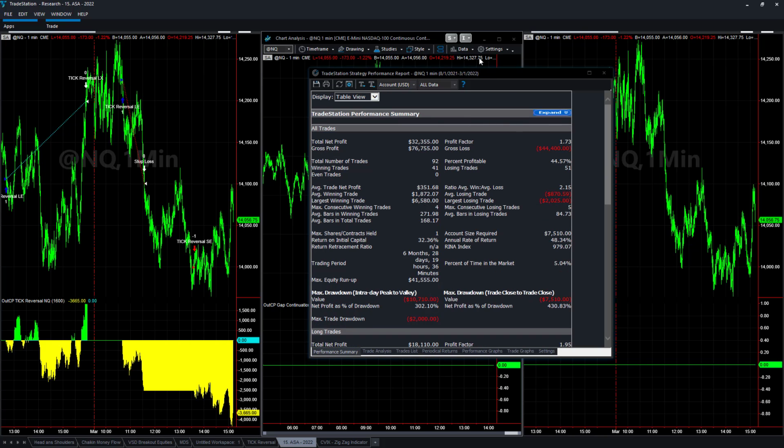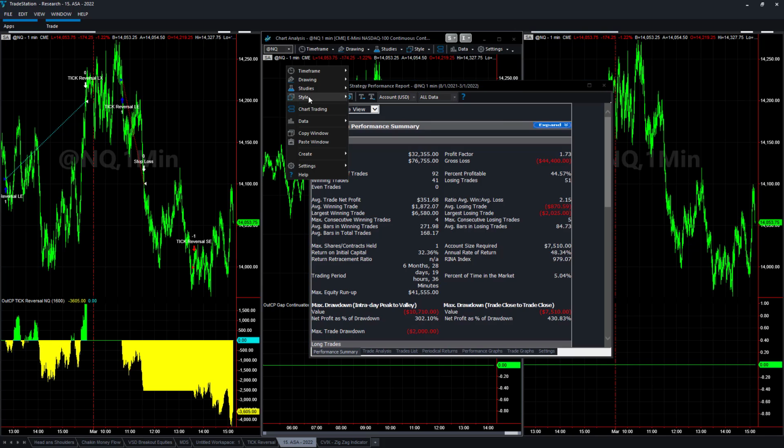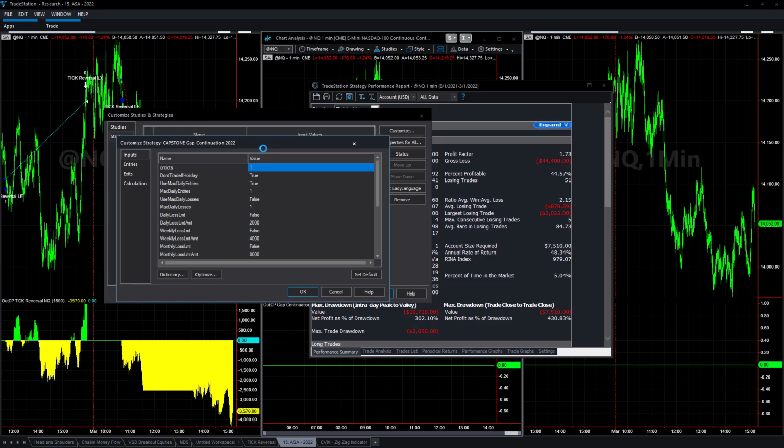Basically, the main difference here is that I'm going to go in here and go Studies, Edit Strategies, and show you how that works. Gap Continuation 2022, don't trade on holiday. We use one max daily entry.